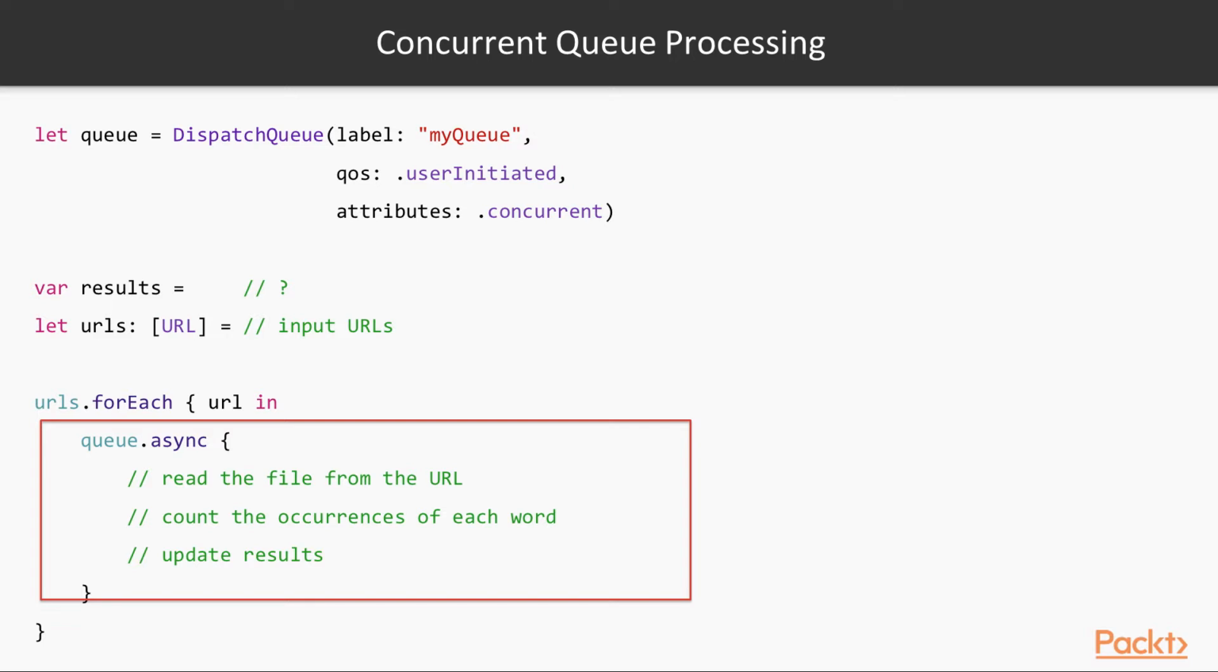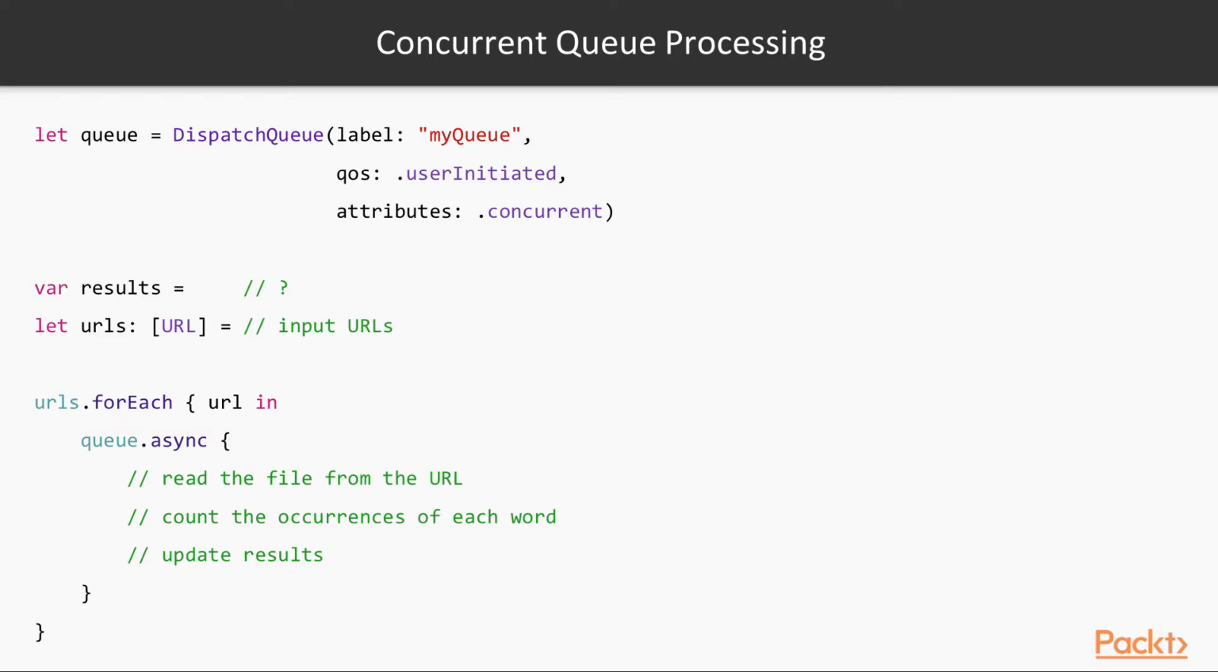We dispatch to the queue using the async method that has a single closure argument with no parameters. Inside the closure, we define our task. In this example, let's imagine we're loading the text files, then we'll count the occurrences of each word and save them to the results. Now returning to our results collection, what collection type would be suitable here?